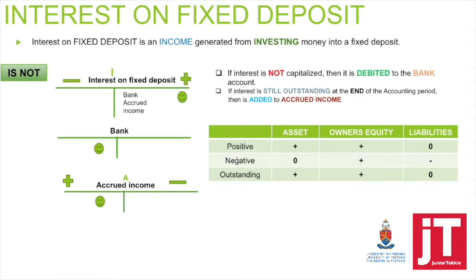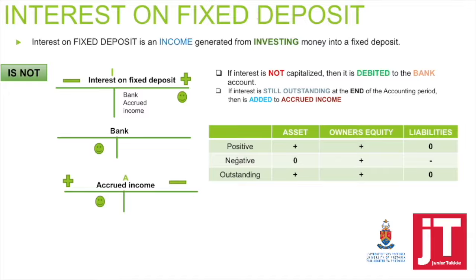Now, if interest is not capitalized, what does that mean? It means interest on fixed deposit is an income which will be credited. If that money is paid into my bank account, then my bank account will be debited. If I have a favorable bank balance, it will be added to your cash and cash equivalent, so your assets will increase. If I have a negative bank balance, it means that bank will still be debited, but now your bank overdraft in your current liabilities will decrease. So liabilities minus on the accounting equation.